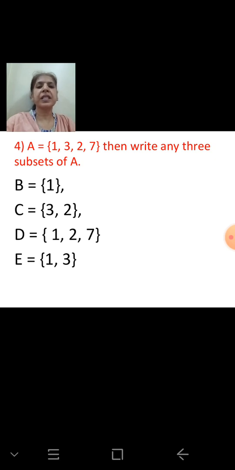Because every element of these sets is an element of A. Here you will get multiple answers. You can even write 1, 3, 2, 7 as singleton sets. You can take 2 elements, you can take 3 elements, you will be getting multiple answers. You write any 3 subsets of A.